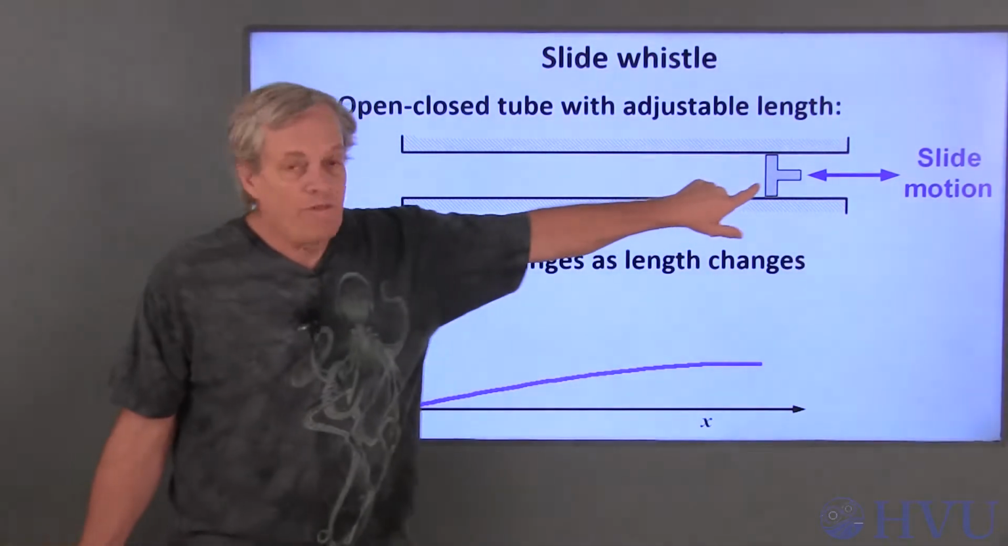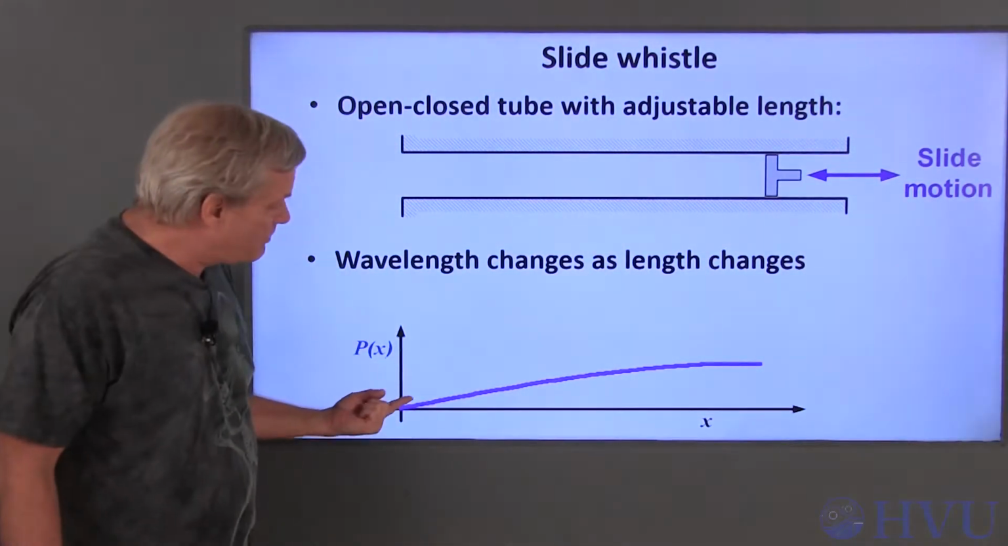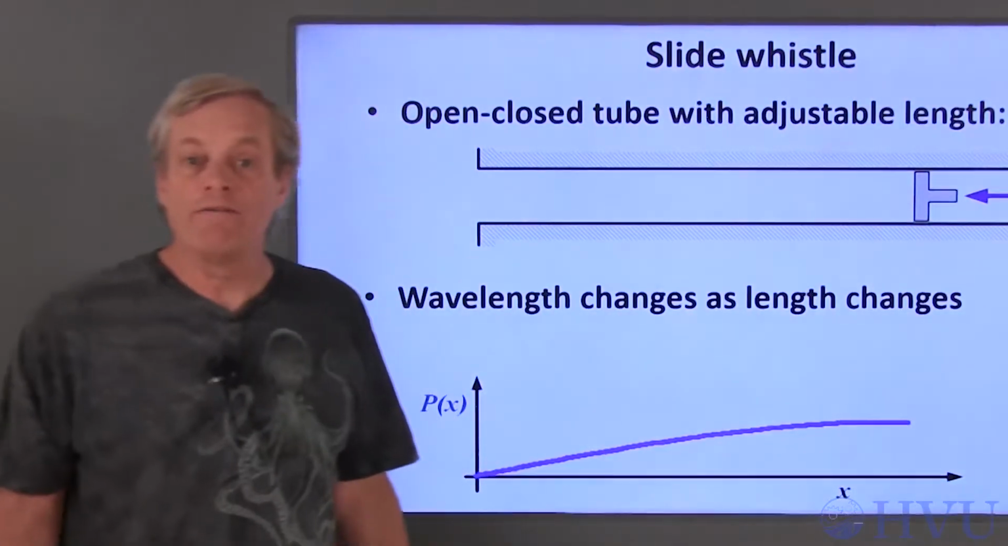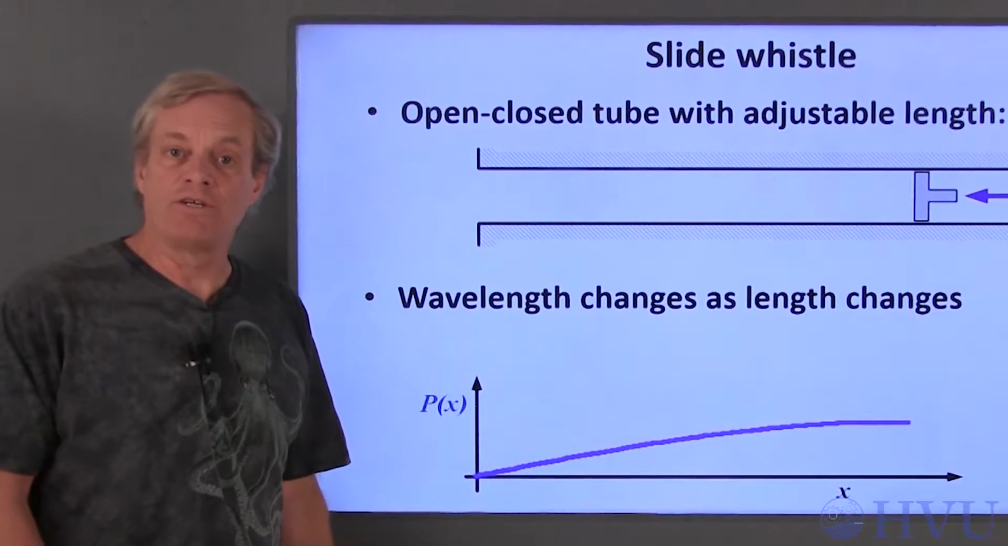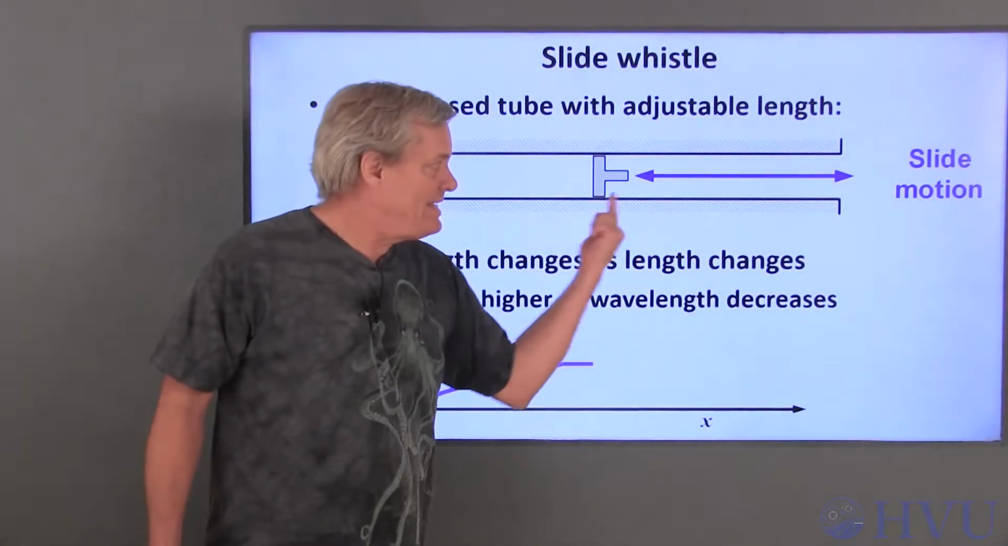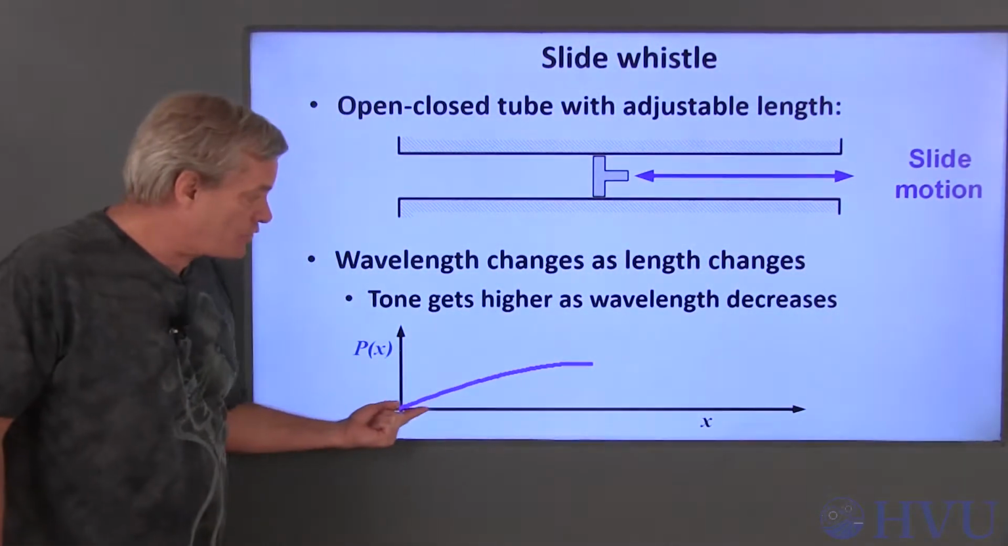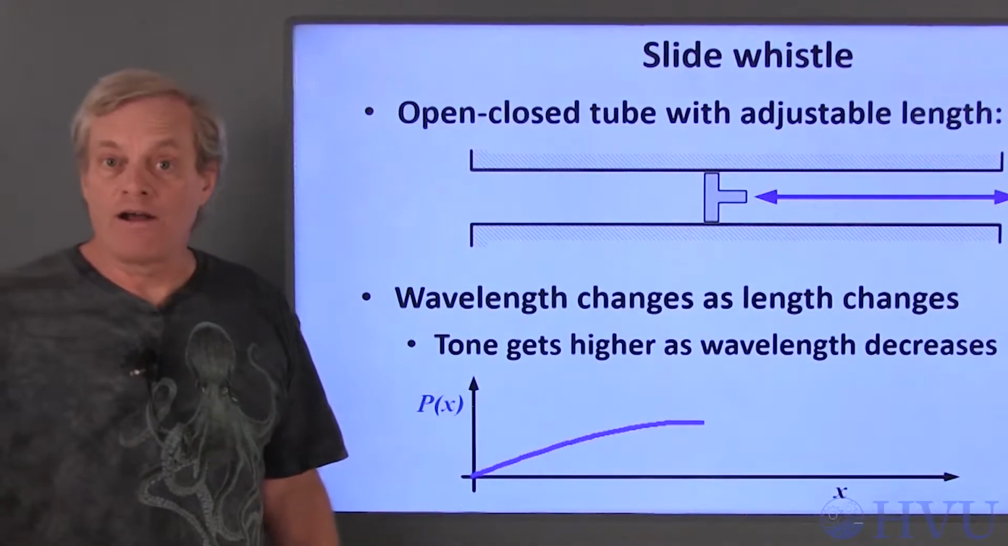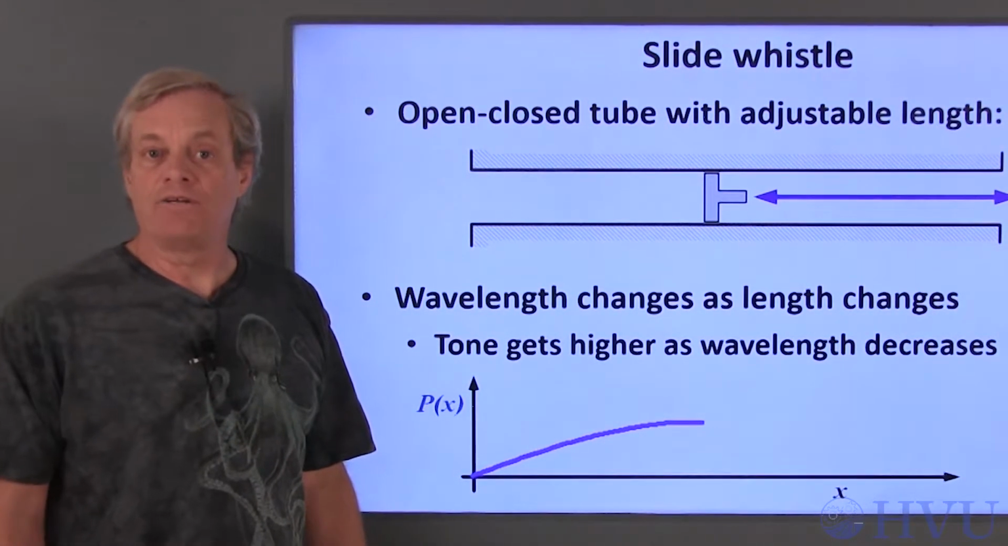For example, with the slide in this position, the pressure mode is as shown here. The wavelength is long and the pitch of the sound is low. If I move the slide into the whistle, the wavelength shortens. This corresponds to a higher frequency and the pitch of the sound increases.